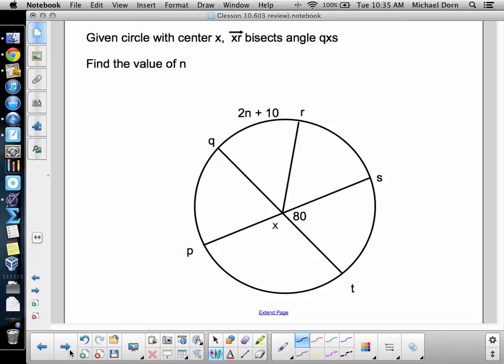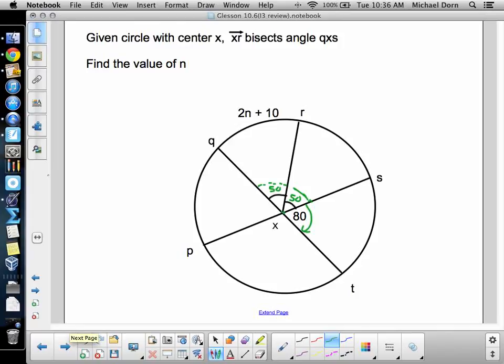Given circle with center X, XR bisects angle QXS, which means these two angles must be congruent. Find the value of N. Goodness, that's going to take a little bit of work, but we can do that. If this is the center of the circle and this is 80 degrees right here, how many degrees are left for this whole angle right here? 100, they're 50 each, right?